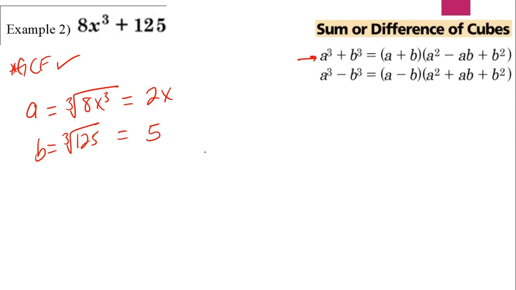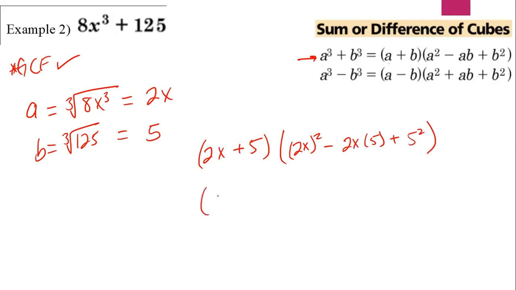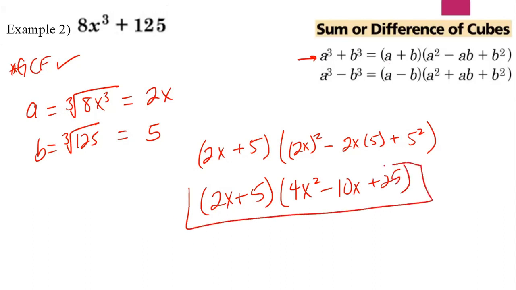So we have 2x plus 5 times 2x squared minus 2x times 5 plus 5 squared. I'm going to clean that up. And we have 2x plus 5 times 4x squared minus 10x plus 25. And that is my factor.